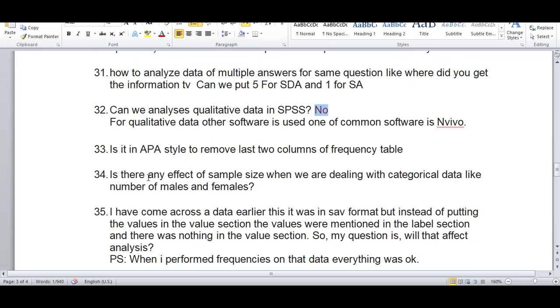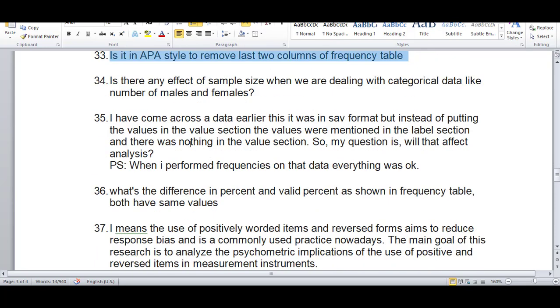Number 33, is it APA style to remove the last two columns of frequency? No, it is not the APA style to remove the last two columns of frequency. I did it, I told you, just because these are redundant information like cumulative and valid percentage. These are redundant or useless, unnecessary information, and sometimes you have a large table or the width is too large, so you need to remove two columns to adjust it in one page. So APA does not require you either to add it or delete it, it's just your own preference.